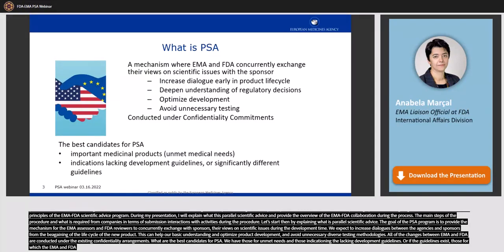In addition, we can also think about biosimilars. Products with significant clinical safety, animal toxicology, or manufacturing concerns that could impede further product development are also very good candidates for PSA.